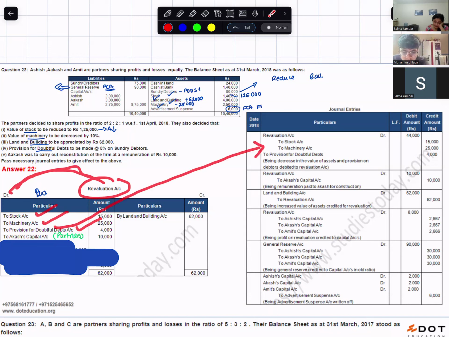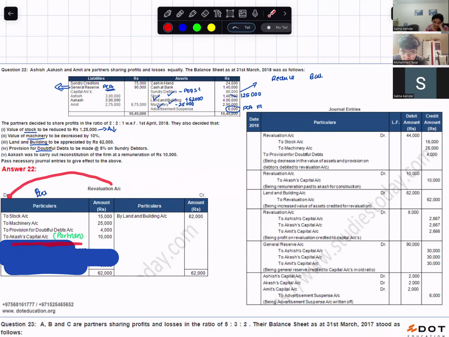For remuneration, you will pass a separate entry always. So revaluation account debit to Akash's capital account credit, 10,000. Are you with me? So this entry is done.